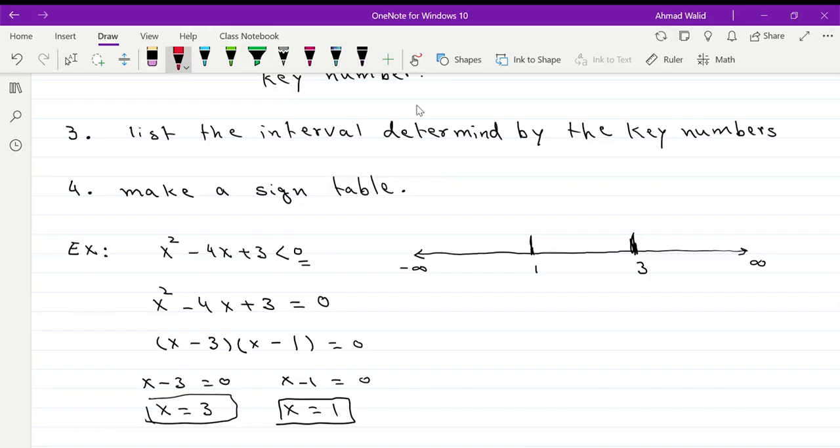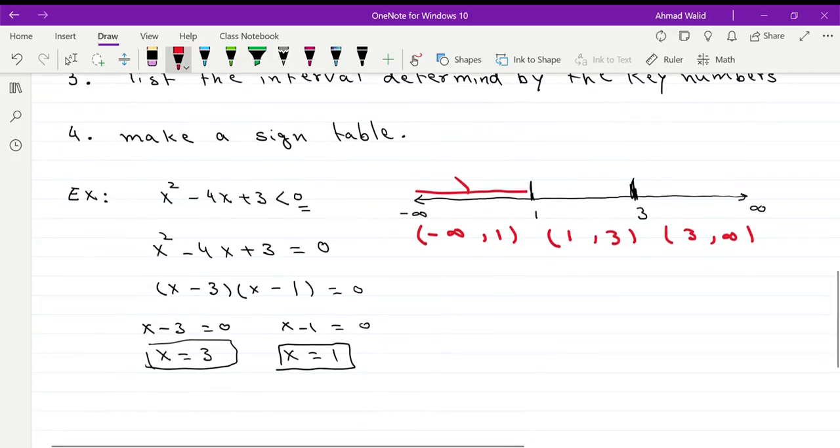What are those intervals? The first one starts from negative infinity to where? To 1. It's one of the intervals, you see? We call this part 1 interval. The other interval starts from 1 to 3. And the third interval starts from 3 to infinity. You see? You have 3 intervals. In your book, they say, oh, pick a test point from each interval, plug it into your inequality, and make a sign chart. But let me show you something easy.